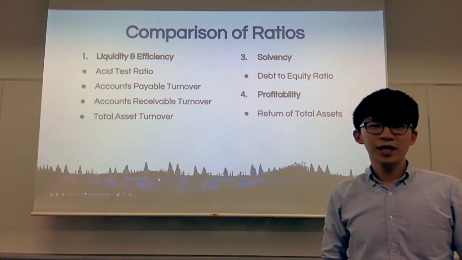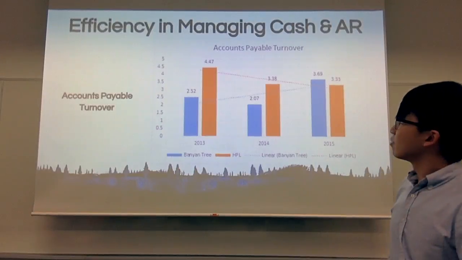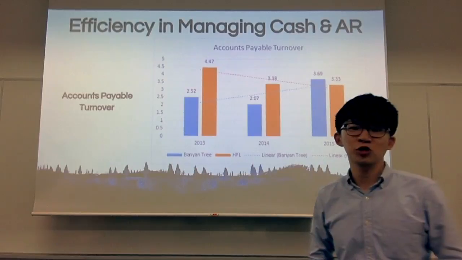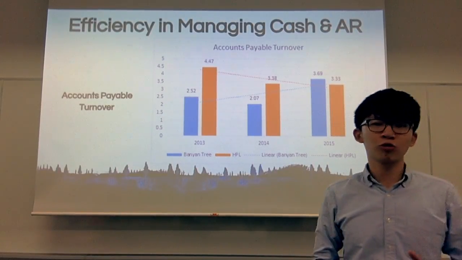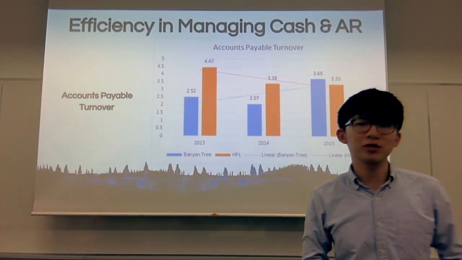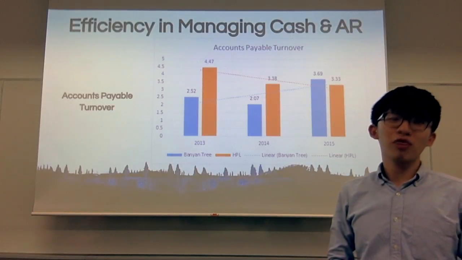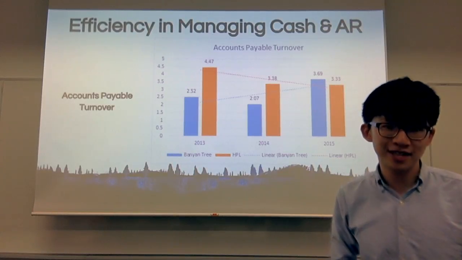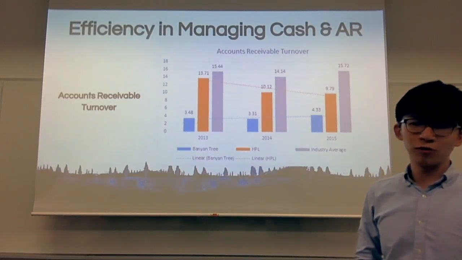Thank you, Tim. Now let us move on to compare the financial ratios for both companies. Firstly, let's take a look at accounts payable turnover. From the graph, we can see that HPL's ratio has been decreasing over the past 3 years. As for Banyan Tree, it has been fluctuating, with 2015 being the highest. We can explain HPL's decrease in this ratio by deducing that the company has been trying to retain cash on hand. This is because in 2013, the company's cash and bank balances were at a mere 3.8% of its total assets.